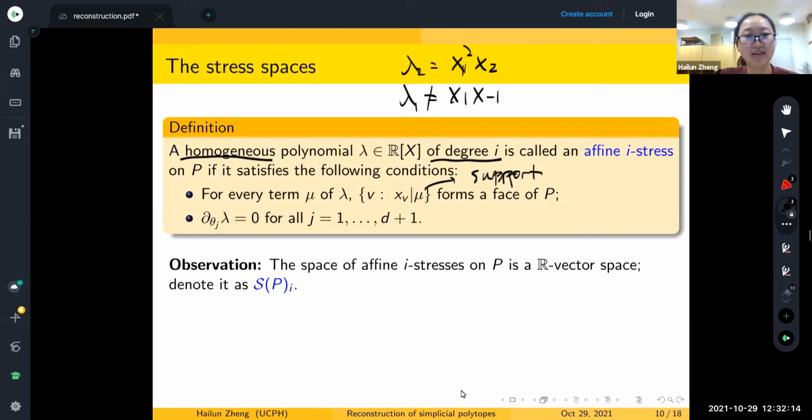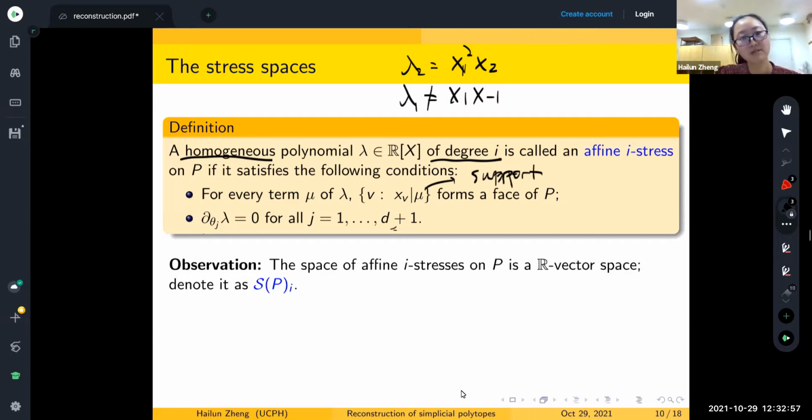All right, now let's check the second point. The second point is kind of hard to understand, but the second definition is that lambda, when you take the partial derivative with respect to the linear forms from theta 1 all the way to theta d plus 1, has to be 0. This is something mysterious, and it's not straightforward to see why we want to have this condition, but it has something to do with the properties of the polytope. In particular, the last one has a lot to do with the Lefschetz properties of the polytope that we are not going to talk about today.